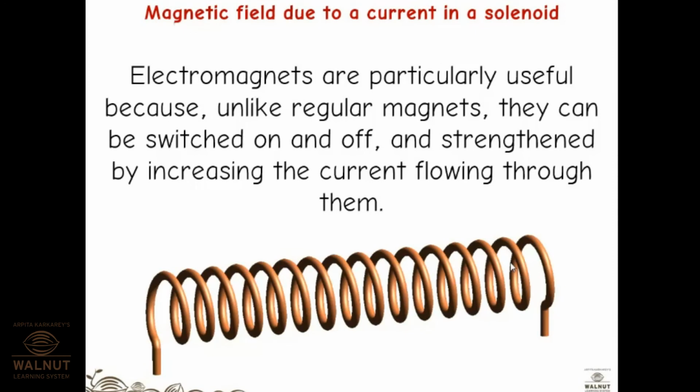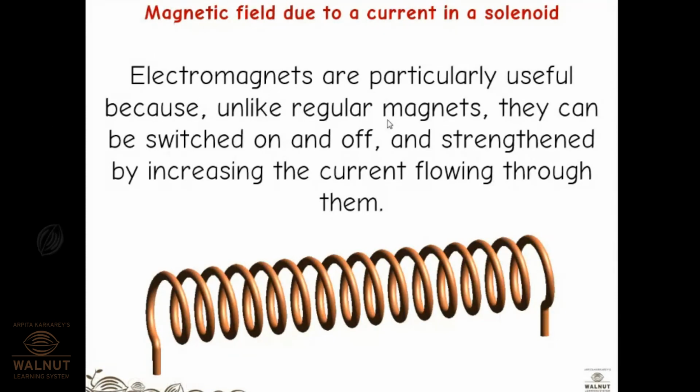Electromagnets are particularly useful because, unlike regular magnets, they can be switched on and off, because you are directly supplying the electricity, right? So you can just turn it on, turn it off, and strengthen it by increasing the current flowing through it. It doesn't happen in regular magnets. Regular magnets have fixed field strength. But in the case of an electromagnet, you can increase and decrease the field strength. How will you do that? Increase the current, and the field strength will increase. If you decrease the current, the field strength will decrease. So that is how they are very different from regular magnets.